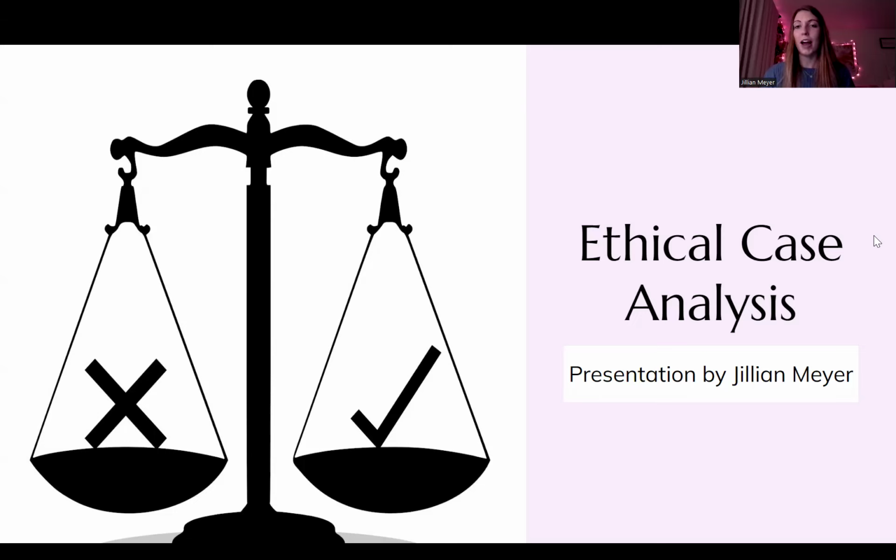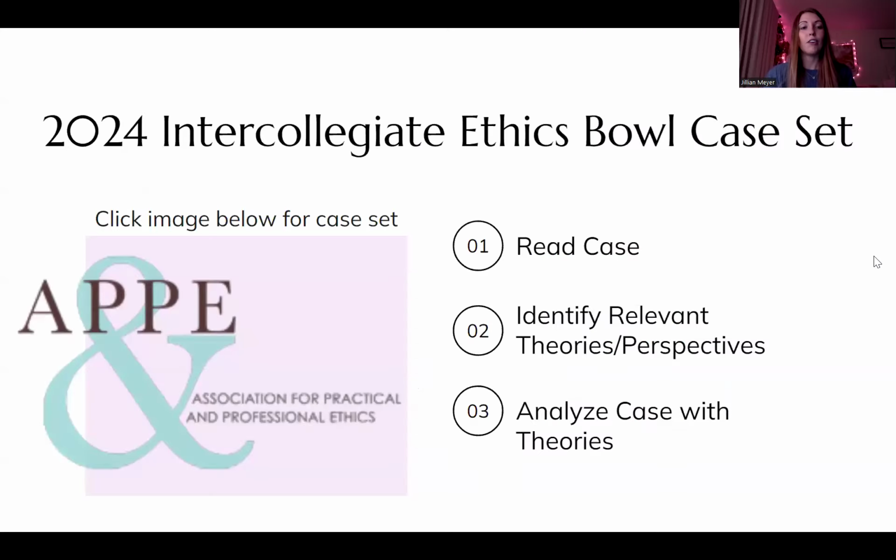So we're going to talk a little bit about how to do this more in a classroom setting, but it directly applies to how we can analyze cases and moral situations in real life. So, an overview of what we're going to be talking about.